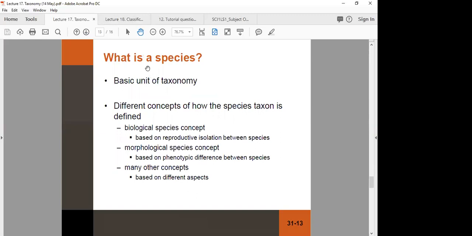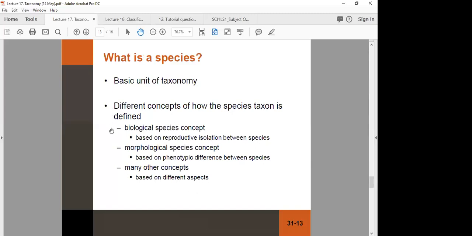All right, so what is a species? How do you define a species? What makes a species distinct from other species? It's the basic unit of taxonomy, the lowest taxonomic level, but it's not easily defined. Very, very difficult to define what constitutes a separate species. And for this reason, there are different concepts of how the species taxon is defined.